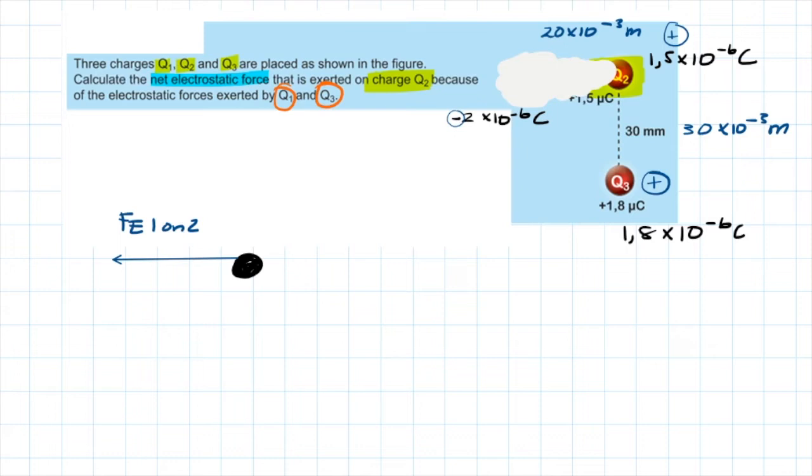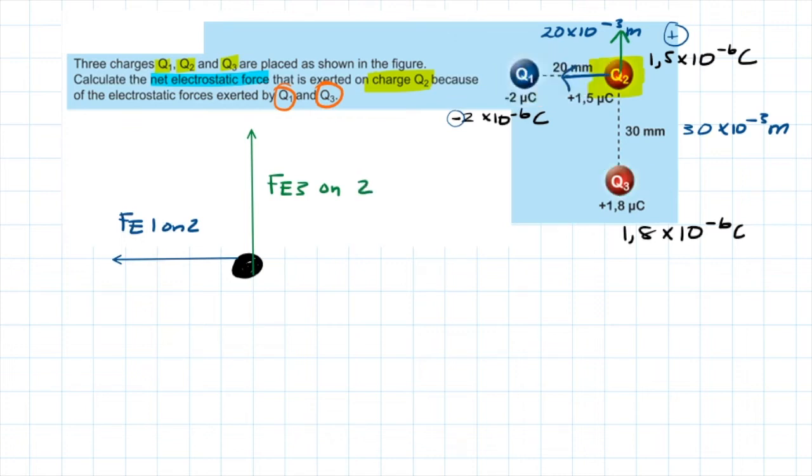Now be careful here. If Q3 is at the bottom and it's pushing Q2 away because they are repelling, it's going to push Q2 up. So on the free body diagram, we go and draw a vector upwards, an arrow upwards, and this is the electrostatic force of 3 on 2. These are the two electrostatic forces on Q2. Now that we have our free body diagram, we can focus on finding out the magnitude and perhaps the direction, which we've actually already done, of these individual forces.